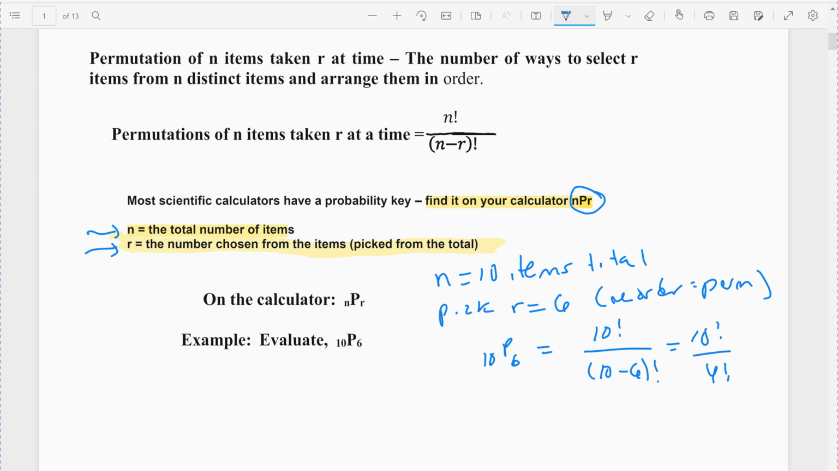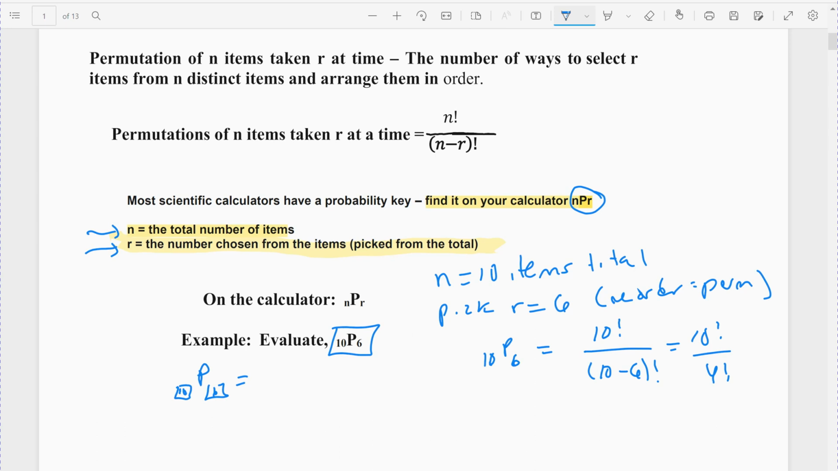Again, least likely to make mistakes, but might as well just use your calculator. So find your permutations, again, it's usually under the probability key. PROB is usually how it's shortened in a calculator. Some of them have open boxes and you can plug your numbers in. So you'd plug in your 10 and your 6 and hit enter. Those are the newer calculators.